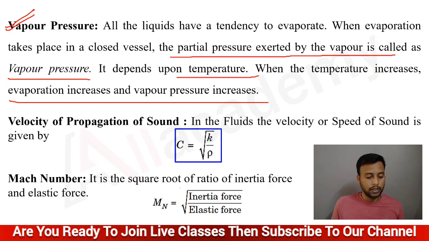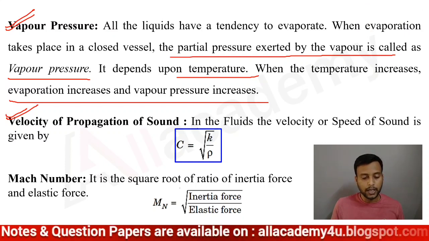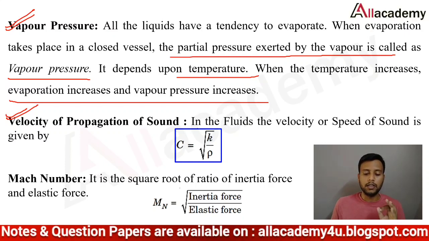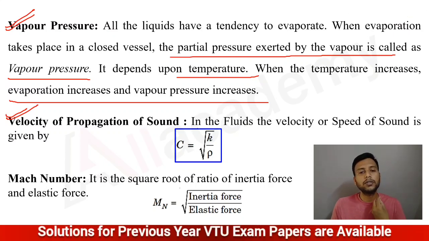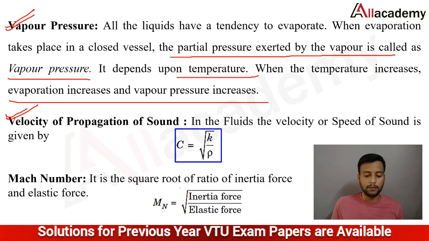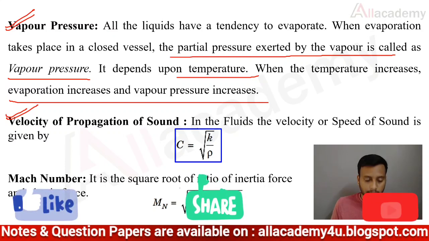The next definition is the velocity of propagation of sound. In a fluid, the velocity or speed of sound is given by, so how do we identify the velocity of sound in the fluid? It is by using C equals root of K by rho.